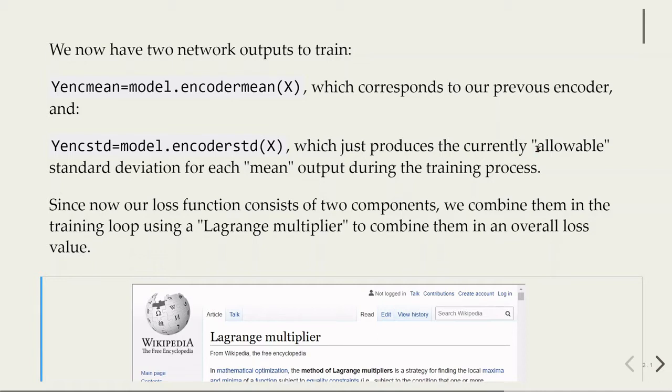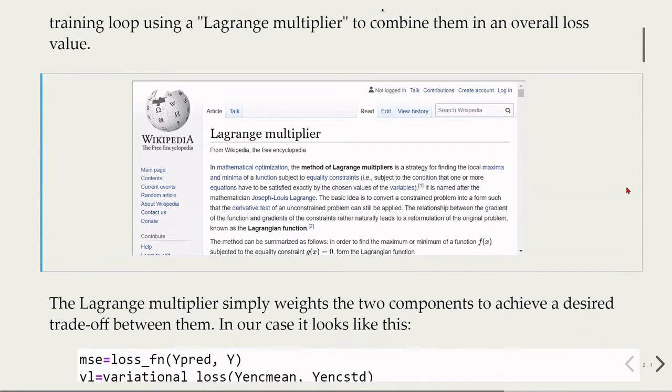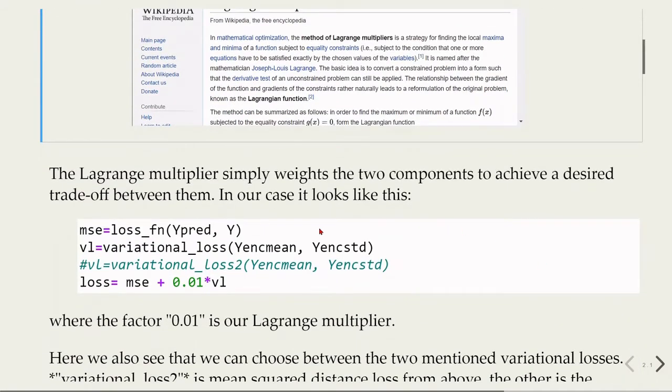Since now our loss function consists of two components, we combine them in the training loop using a Lagrange multiplier to combine them into an overall loss value. And you can read more about the Lagrange multiplier here. Basically, the Lagrange multiplier simply weights the two components to achieve a desired trade-off between them. In our case, it will look like this. So we will have our mean squared error loss plus the variational loss with a factor of 0.01 in our case, and this is our Lagrange multiplier.